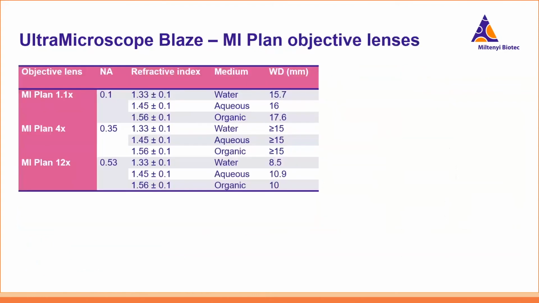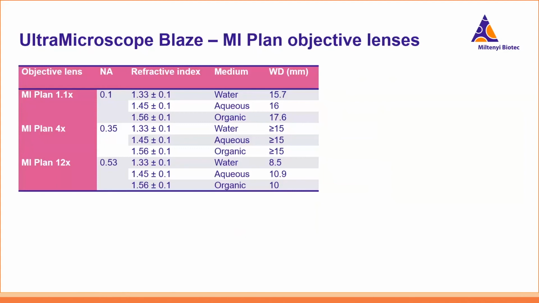Let's have a closer look at the MI-Plan objective lenses that are designed specifically for light sheet imaging in immersion media. As you can see in this table, we have objectives covering a range from 1.1x up to 12x. And when combined with dipping caps, they provide distortion-free imaging in all clearing media. The dipping cap protects the objective and provides the refractive index matching needed for high-quality distortion-free imaging. In addition to their superior performance, they provide maximum flexibility.